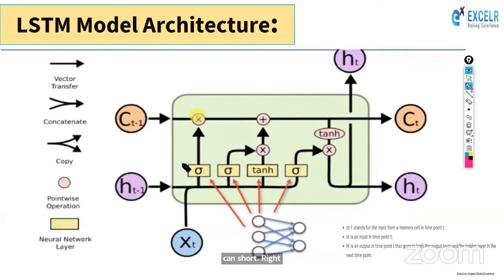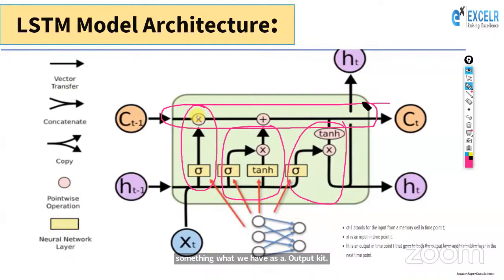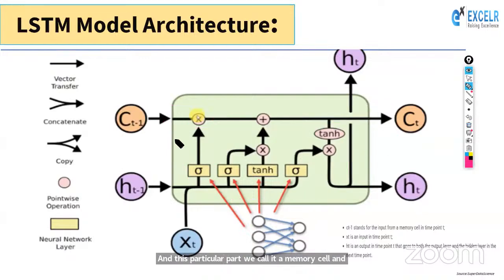So this is something we have as a forget gate. This is something we have as an input gate. And this is something what we have as an output gate. And this particular part we call a memory cell. And the output of the memory cell is a cell state, right? So what will this forget gate do? This forget gate will take input from h of t minus 1 and x of t. It will just combine these two outputs. And guys, it's a vector operation, right?